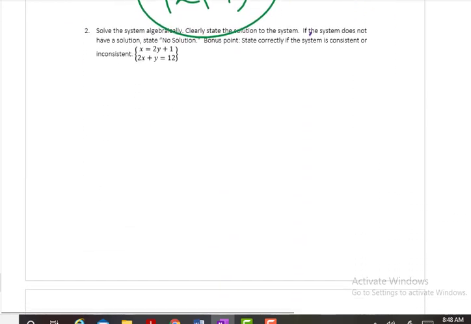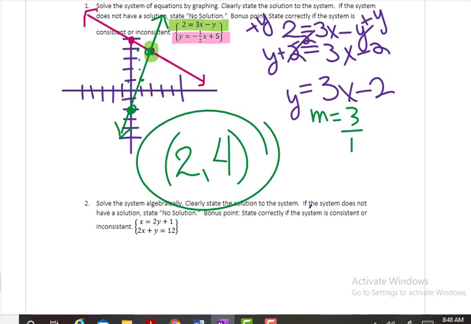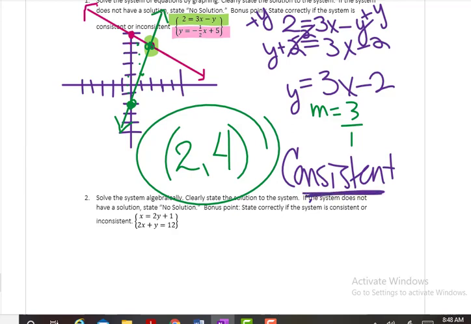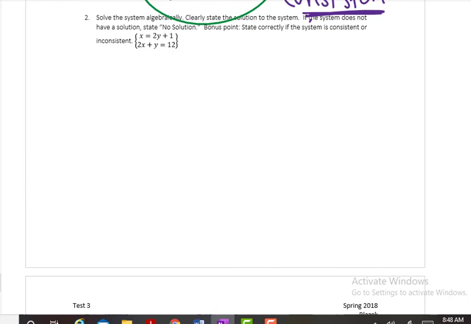Number 2, solve the system algebraically. Clearly state the solution to the system. Oh, one thing I forgot to do, sorry, is state the bonus. Let's go for those bonus points. You can earn up to 1 bonus point per question. Since we have a solution, this is a consistent system because it has a solution. Okay, bonus. All right, now we can go to the next one. We want to solve this system algebraically.